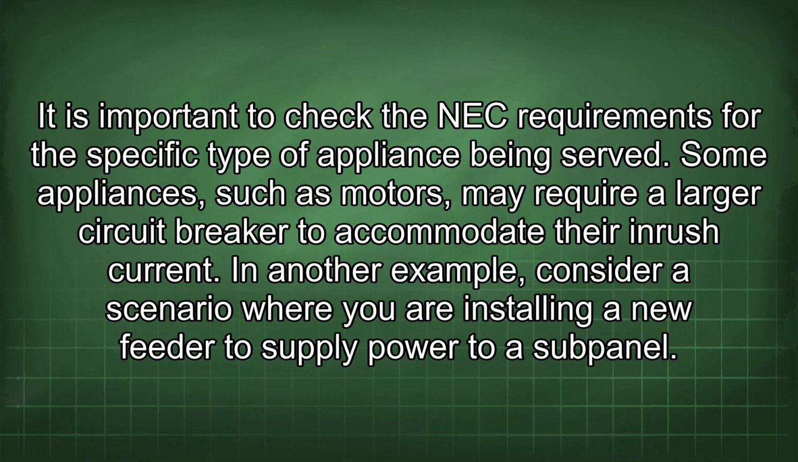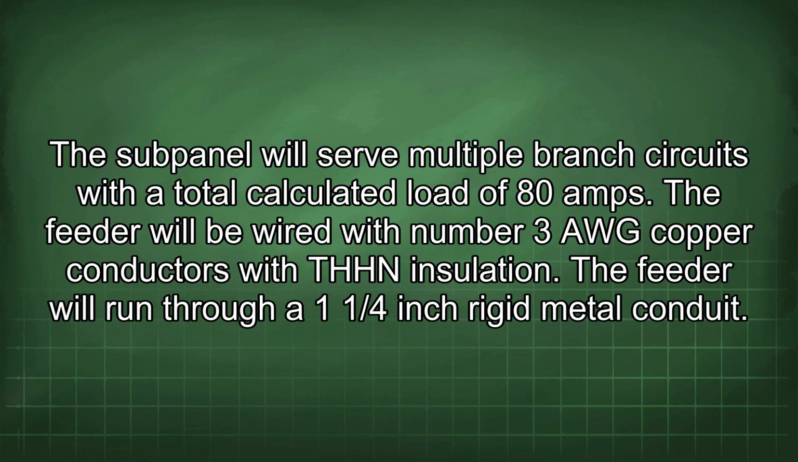In another example, consider a scenario where you are installing a new feeder to supply power to a subpanel. The subpanel will serve multiple branch circuits with a total calculated load of 80 amps. The feeder will be wired with number 3 AWG copper conductors with THHN insulation. The feeder will run through a 1/4-inch rigid metal conduit.